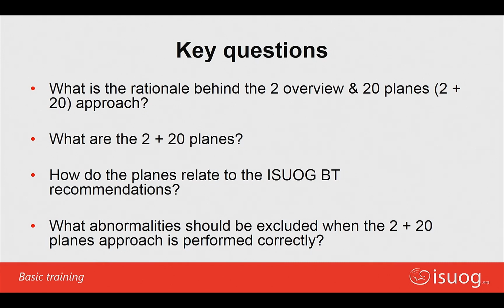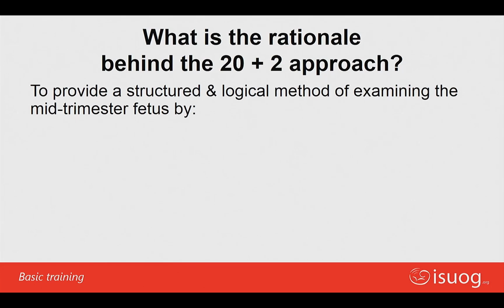So the rationale behind the 2 plus 20 or the 20 plus 2 approach is to provide a structured and logical method of examining the mid-trimester fetus. You need to have a mental tick list in your brain, which you will go through, hopefully, in a structured way. You may not be able to do it in completely that order, but you need to have a template and a checklist in your brain with which you approach every 20-week scan, and this is what we're going to talk about today.